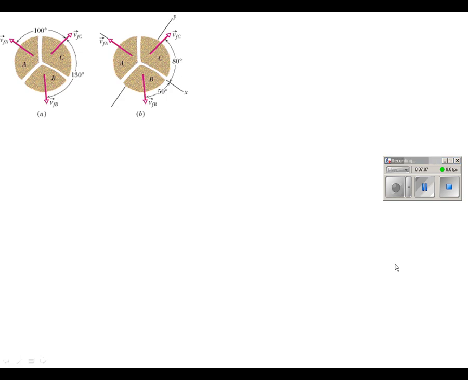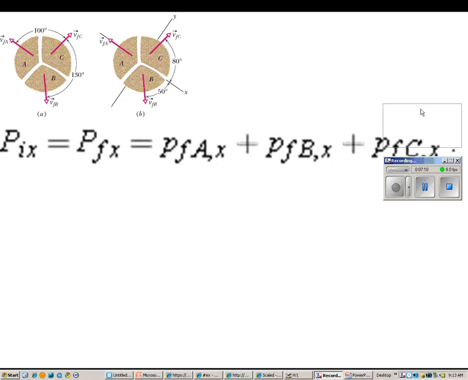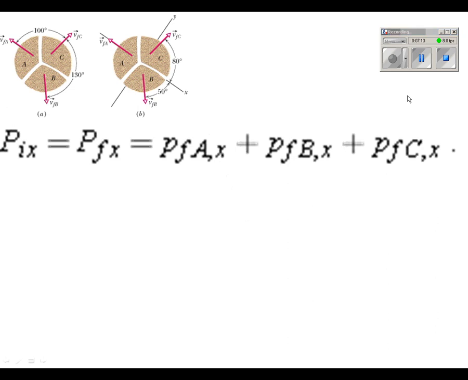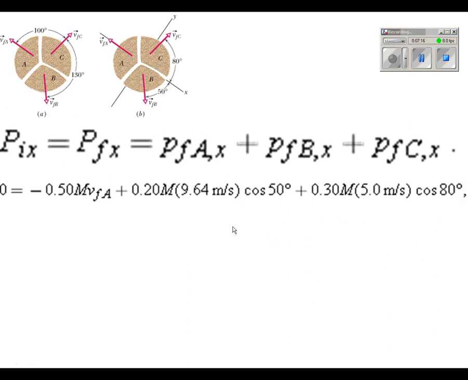Okay, continuing on, go ahead and look in the x direction. Do the exact same thing. Plug in our values. In this case, we don't have any momentums that are 0. But we do know this 9.64 meters per second now. So you multiply by its component, cosine 50, to get its component. And for the C piece, it's cosine 80 times its velocity to get the component of the velocity, times 0.3 m. If you solve for that final velocity of A, you end up with 3 meters per second.